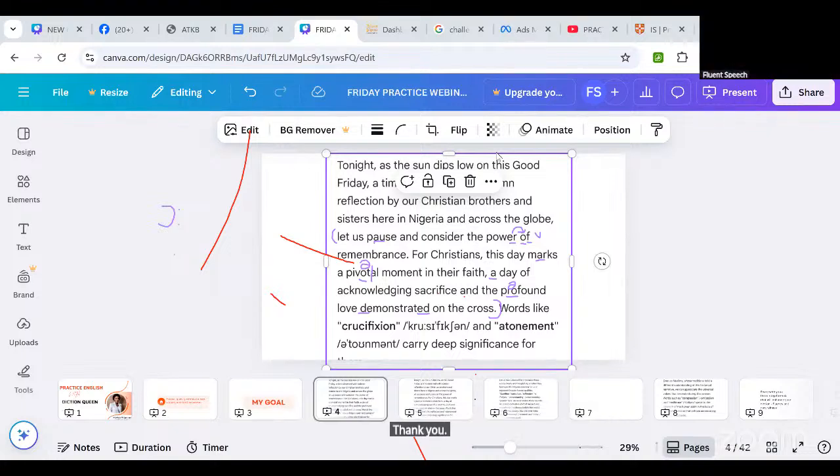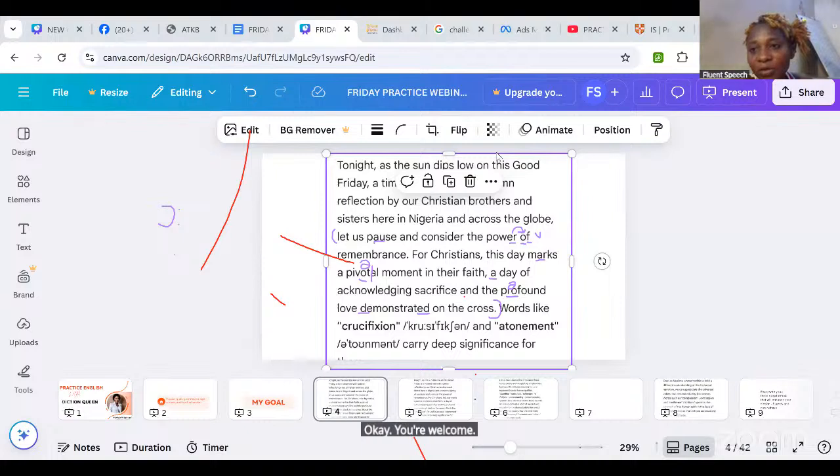You're welcome. Rakia, please unmute. Rakia, are you here? Please unmute. Okay, let me call on someone else. Mufutau, please unmute.